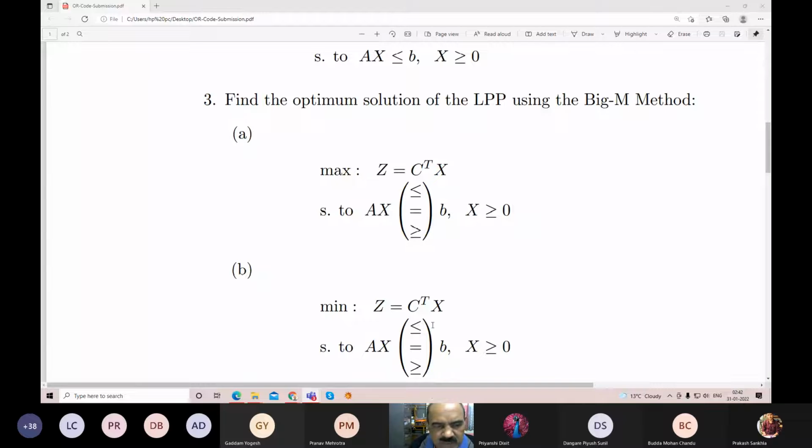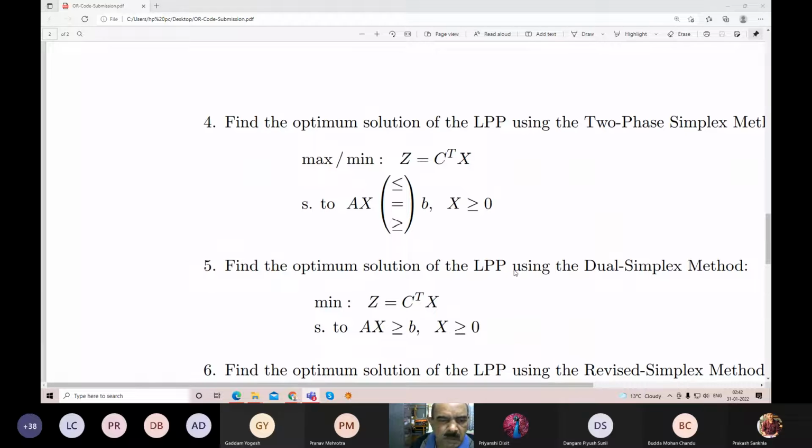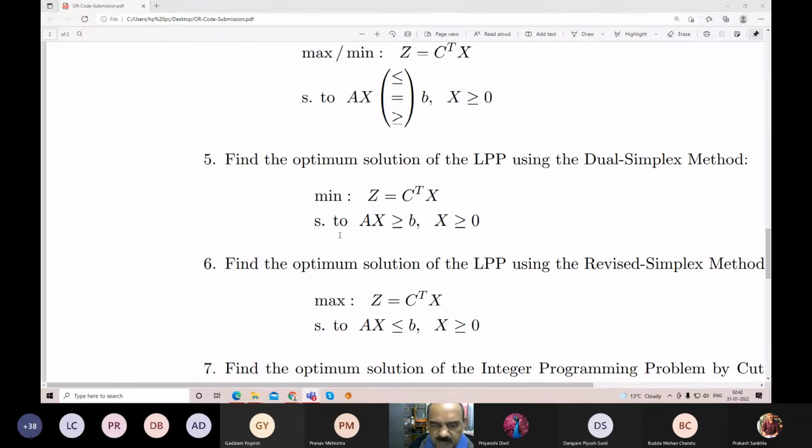maximization and minimization. Actually, it is one problem. The constraints are all equality type, or less than or equal type, or greater than or equal type. All types are there, so artificial variables you have to use. Once artificial variables are used, you apply either the big M method or the 2-phase simplex method. Number 3 is about the big M method, and similarly, number 4 is about the 2-phase simplex method. Both are there.